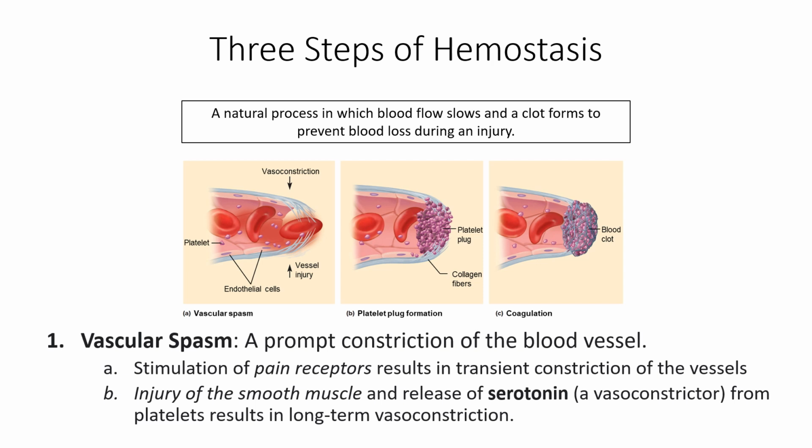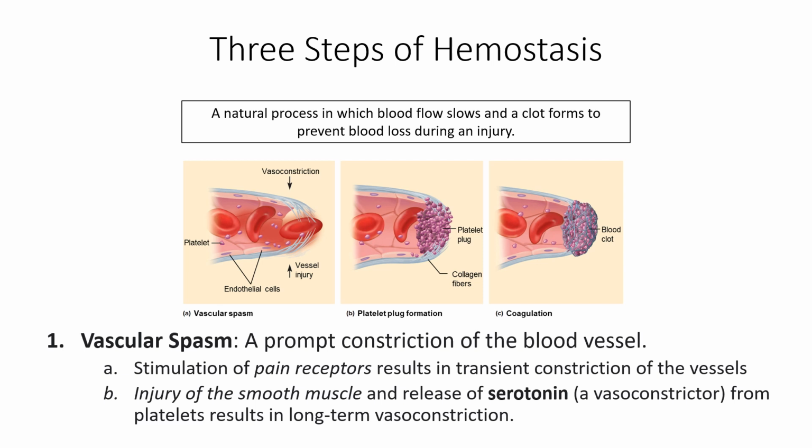So we do not have to have too much erythropoiesis going on because of the blood loss like we saw in the last slide. So hemostasis is a natural process in which the blood flow slows and a clot forms to prevent blood loss during an injury. There's 3 steps to this. The first one is a vascular spasm.